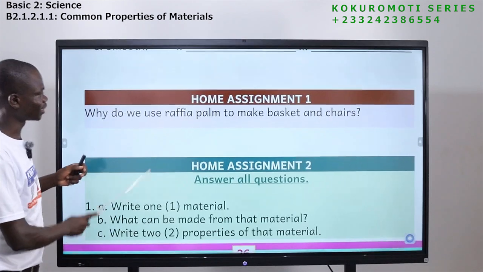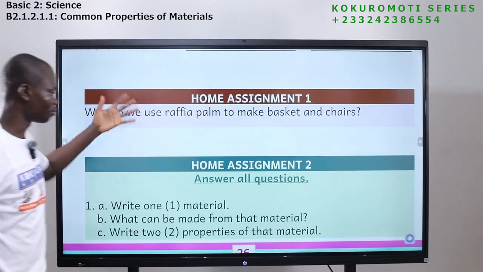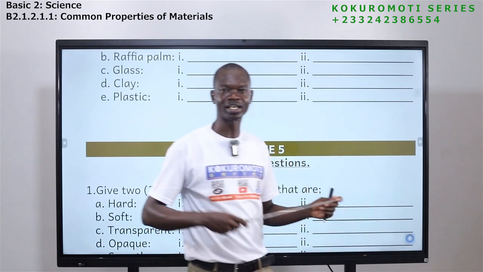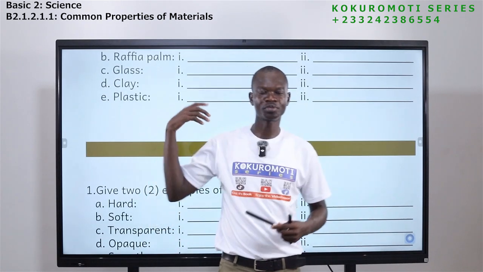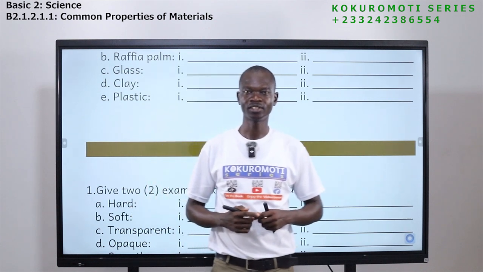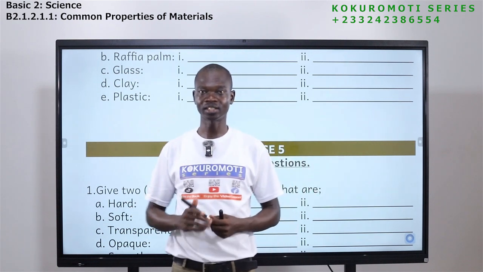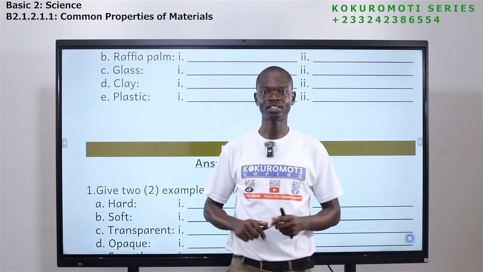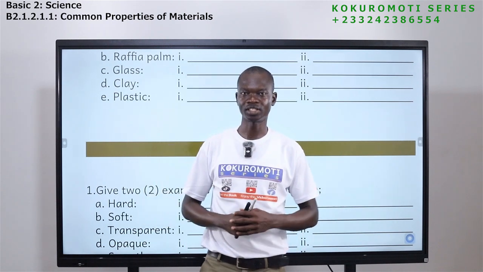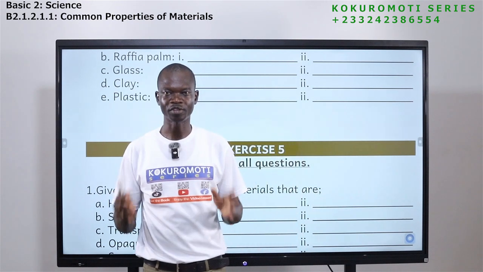So home assignment 1, home assignment 2, make sure you do them, and the exercises, make sure you do all the exercises. But remember, get a copy of the book, take your time and read it. Watch this lesson again. If you don't understand, watch the lesson again, read the book, you understand it. Your teachers are there, your parents are there. Get in touch with these people. Talk to them if you have questions.